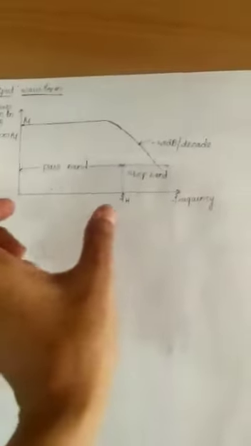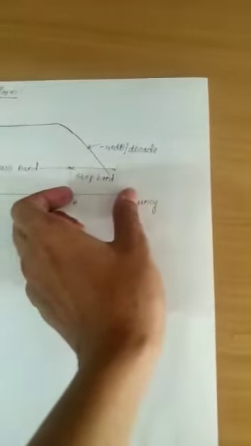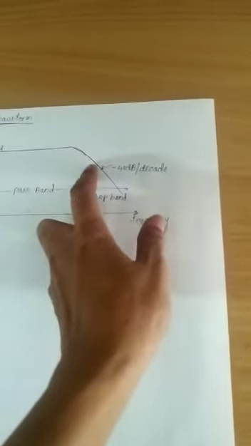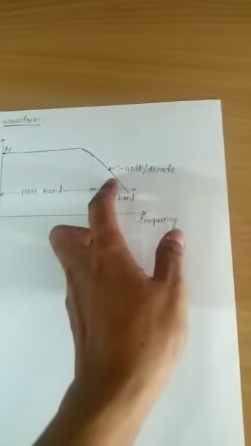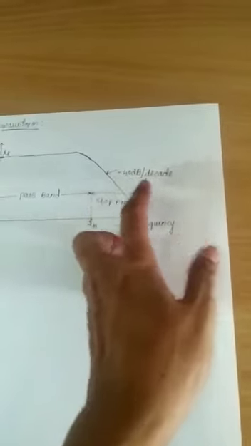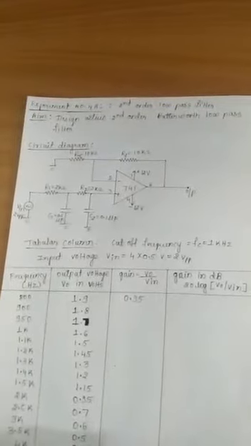Therefore, for lower frequency it is a pass band, and for the upper frequency after the cutoff frequency it is a stop band. Since it is a second order low pass filter, there will be a decrease of minus 40 dB per decade in the stop band. This is the explanation regarding the second order Butterworth low pass filter.